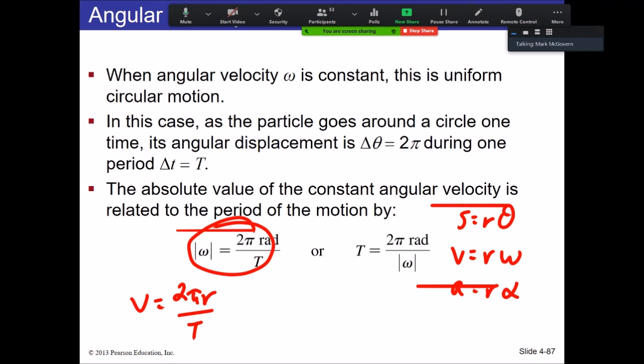So if you know the period of the motion, you automatically know what the speed of the motion is. Because the units of omega are radians per second, or you can do revolutions per second, but this is for radians. That's the units here. 2 pi over t. That works.